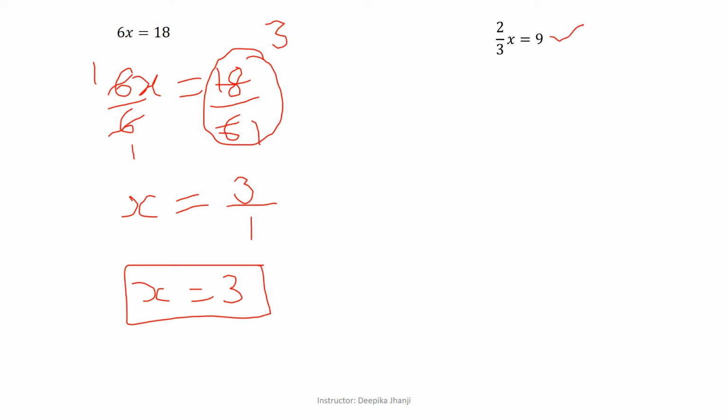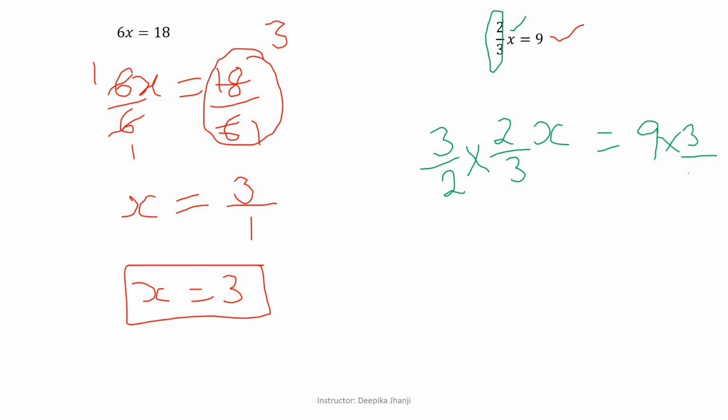Let's try the next example. You have 2 upon 3x equals 9. Again, the variable is x here and the number being multiplied is 2 by 3. The opposite process is division, so we'll divide it by 2 by 3. So 2 by 3 x equals 9. Dividing by 2 by 3 is the same as multiplying by the reciprocal, 3 upon 2. So we'll do the same thing on both sides, 3 upon 2, right?